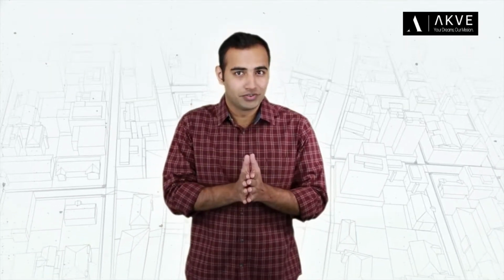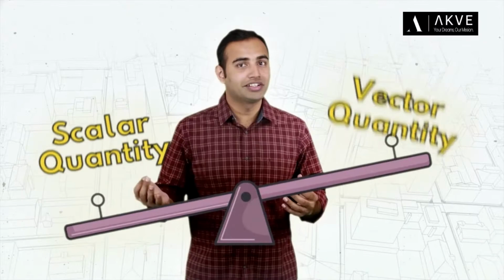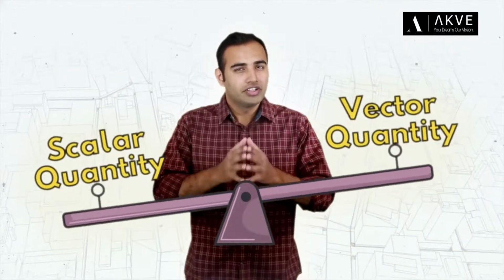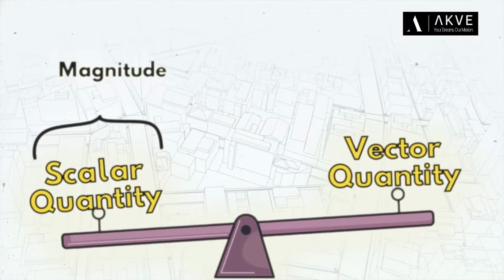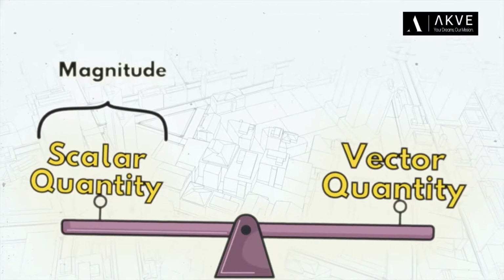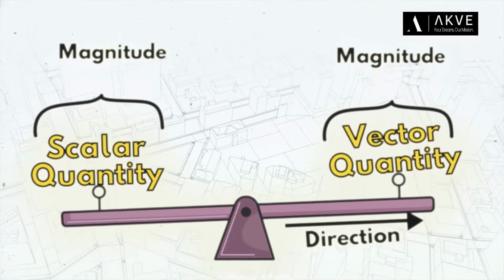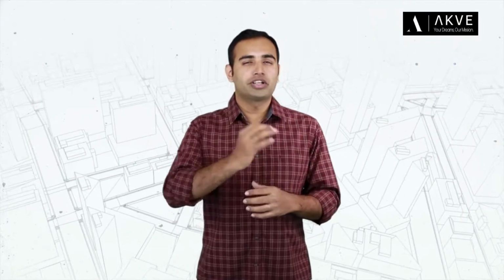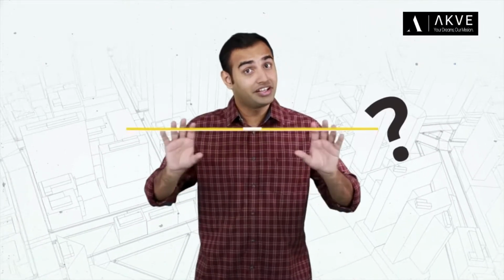In the last video, we learned about scalar and vector quantities. We saw that we need only magnitude to completely define a scalar quantity. But to define a vector quantity, we need both magnitude and direction. So, what comes to your mind when I say the word direction?